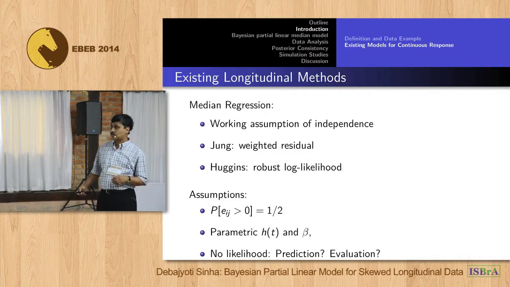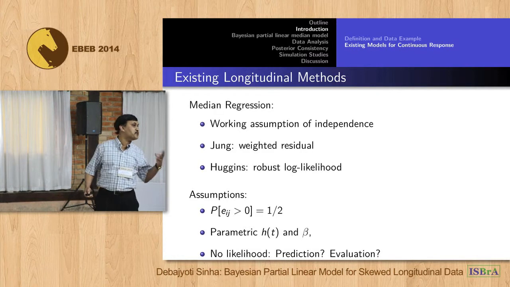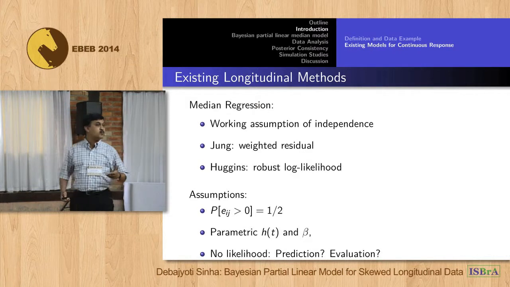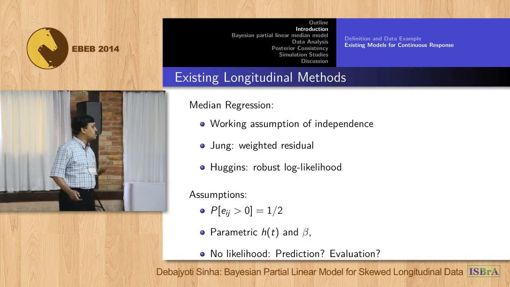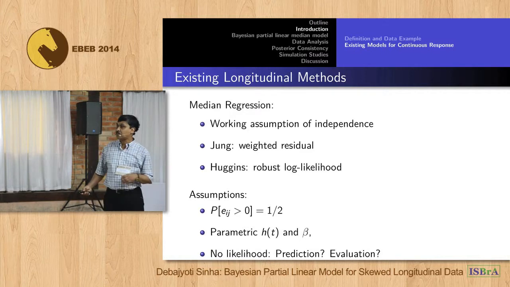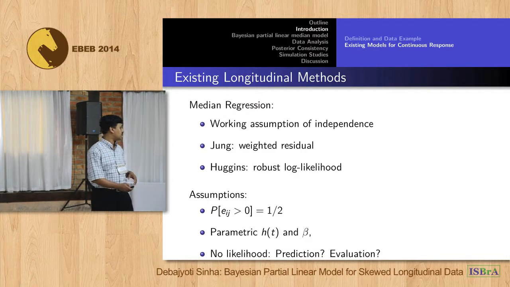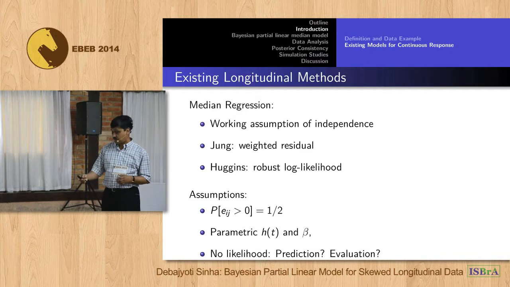So these are the shortcomings, I believe. Another thing is that even though they say robust log likelihood, actually there is no likelihood. You are really not giving a distribution of the responses, so you can't use it for predictions. You can't do very good model evaluations. There are a few things you are missing here. The other problem is that, of course, you can't deal with a non-parametric function of time. So these are the major shortcomings of this kind of method.